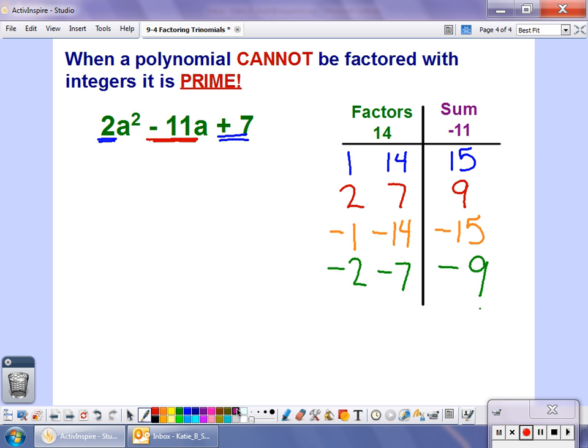So in this case, where there are no factors, what you do is you say, this problem is prime. Okay, it does have factors, it's just that they're not whole number factors, and we can't find them this way. So when you're trying to use a factor sum chart, we would just say prime.